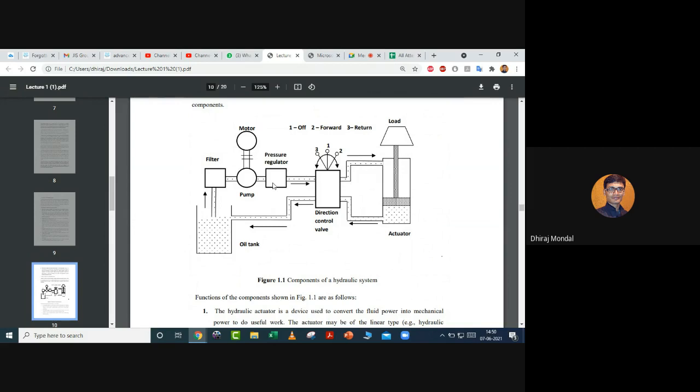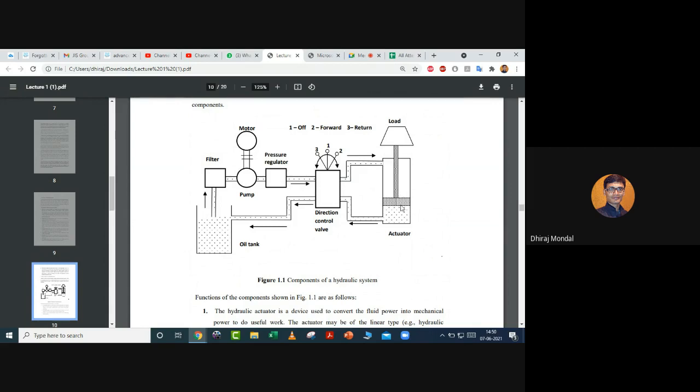Pressurized oil comes here, and by this valve arrangement, when I allow the pressurized oil to this point, the oil comes here and the load moves downward. If I close this valve and open the other valve, the oil is released from this point and goes back to the oil tank. By this we can move the load upward and downward.